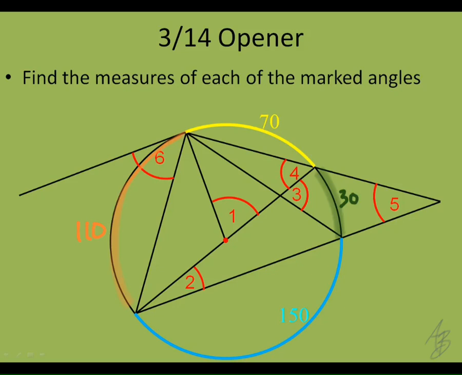Angle 1 is what kind of angle? Central. It's a central angle. And the central angles are easy because the measure of the central angle is the same as the measure of the intercepted arc. So angle 1 intercepts the 70-degree arc, so that means that the measure of angle 1 equals 70. Okay, that one's easy. How about angle 2? What kind of angle is angle 2?